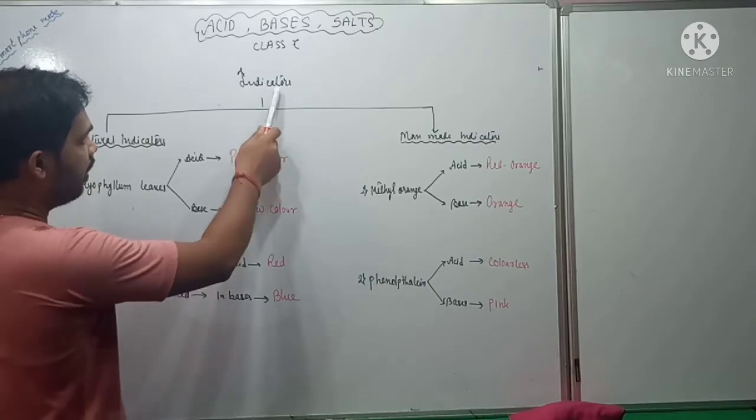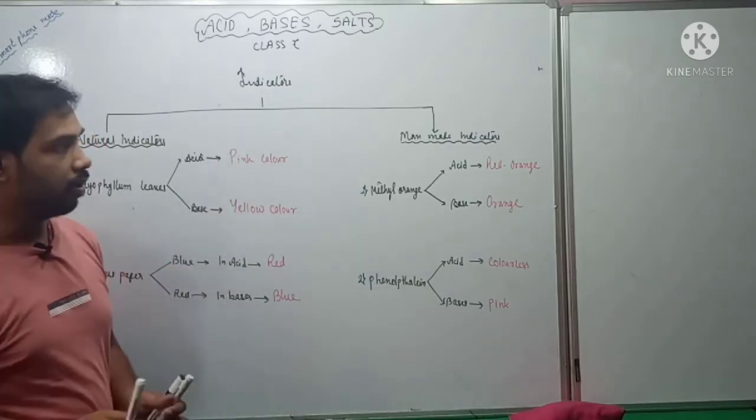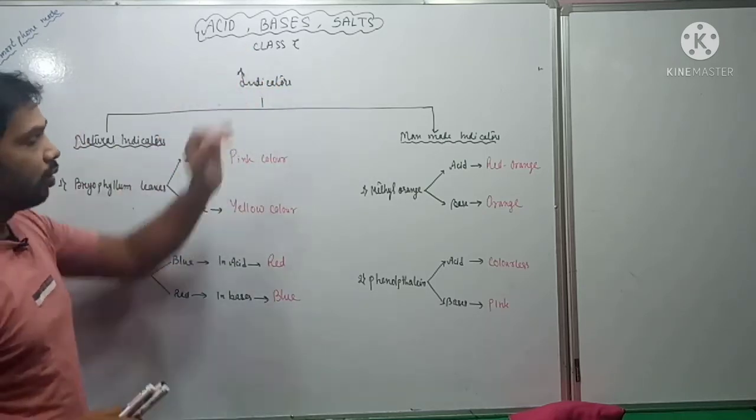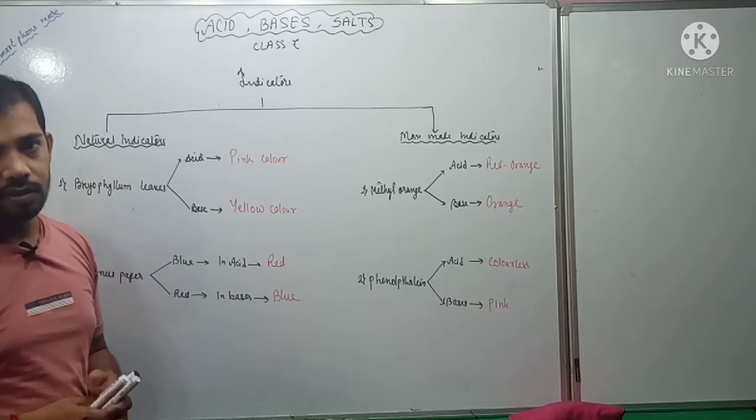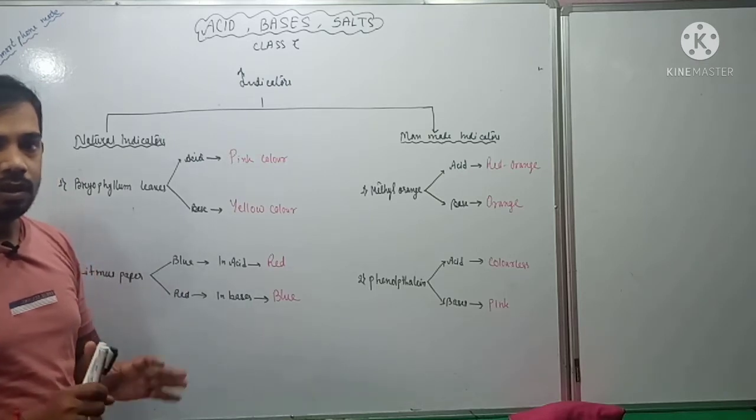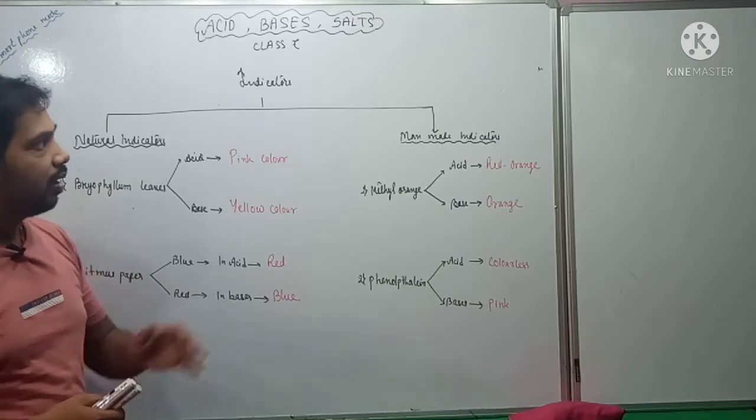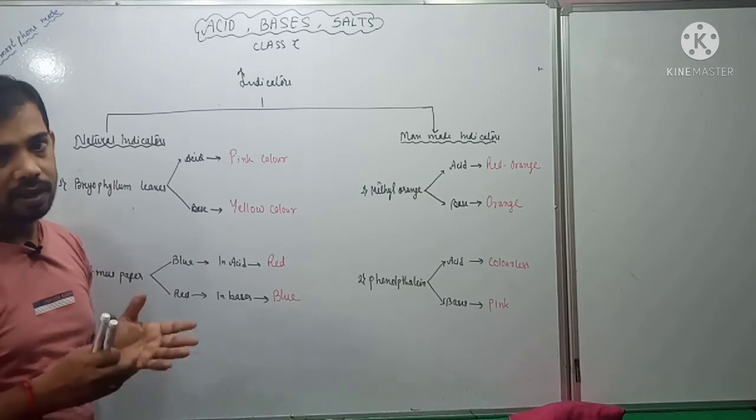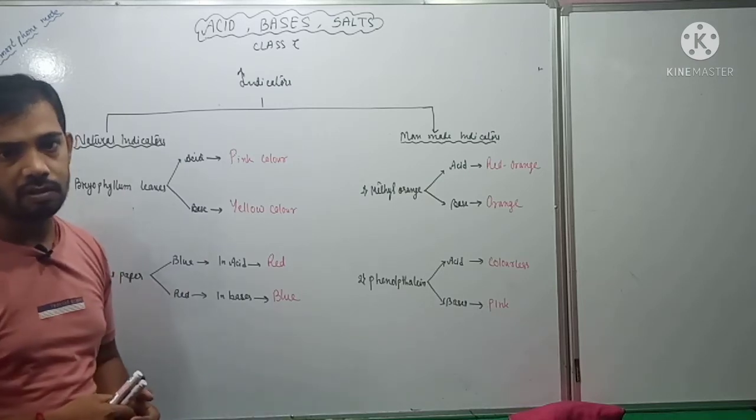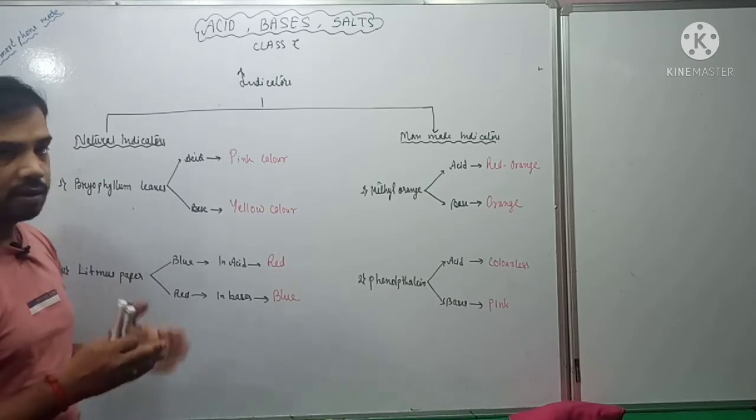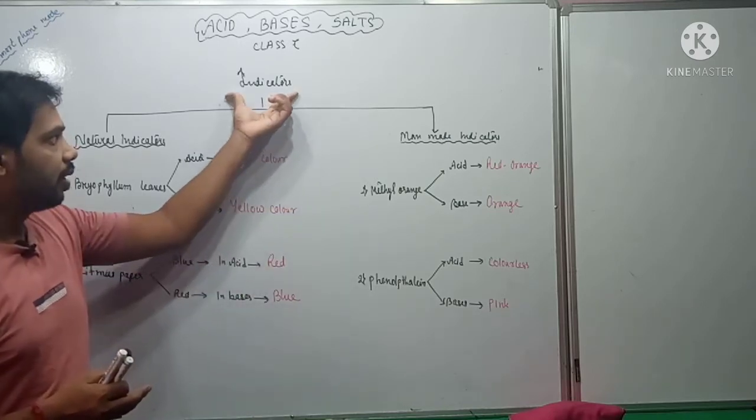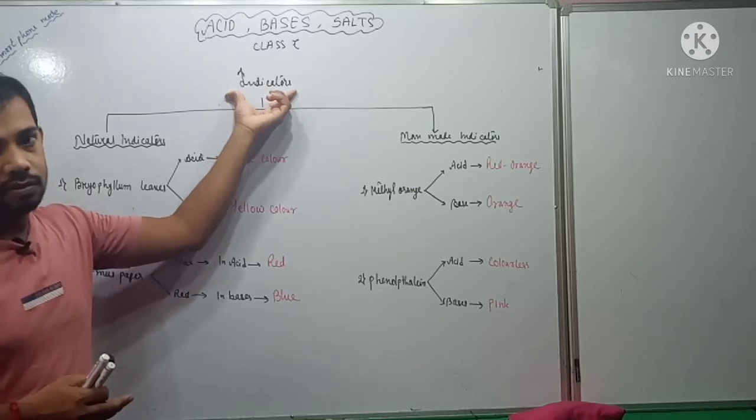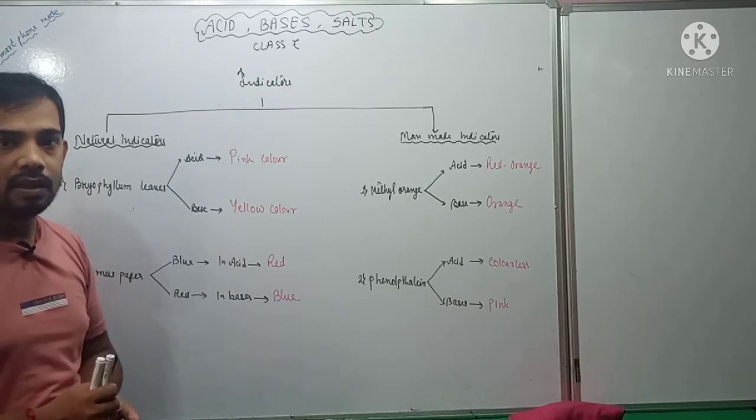So see here, indicators. Now what are indicators? We have already studied acids, bases and salts. They almost look the same. When you mix acid or bases or salt in water, they dissolve in water, and you will find that there is no dissimilarity. They will almost look like water only. So how will we find out whether the solution is acid or base or salt? In this situation, indicators help us to find whether the solution is acid or base or salt. So these are the uses of indicators.